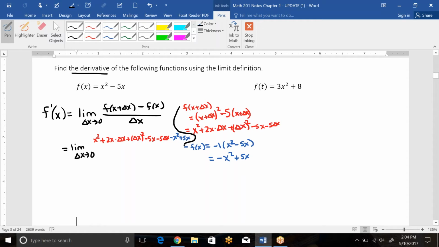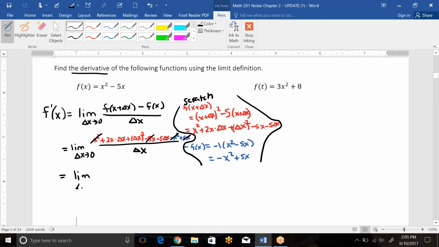Sorry for the cramped space. So that was my scratch work over here, and that's my formula. So all over delta x. Things are canceling out: x squared, negative x squared; negative 5x, positive 5x. Notice our blue terms pretty much always get eliminated with stuff in the red part.